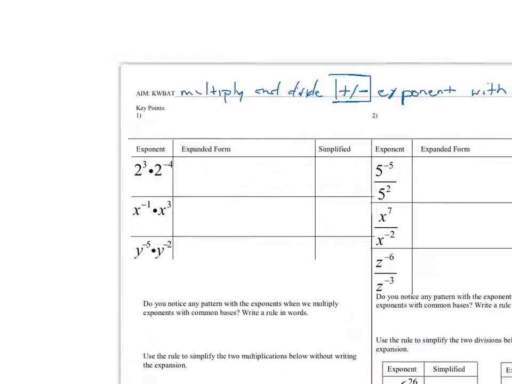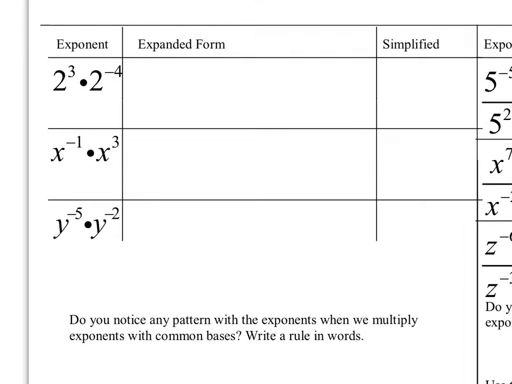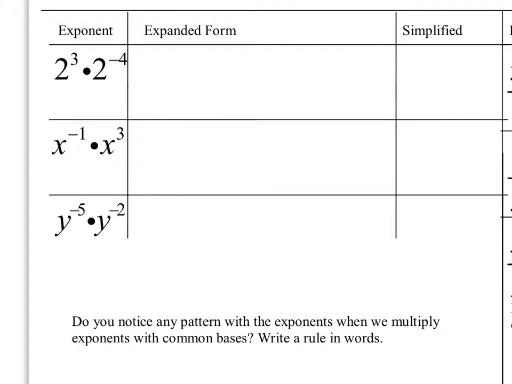So looking at this first problem, we see that this looks very much like a problem that we did yesterday, except that we have 2 to the negative 4. Now, when we want to do expansion, remember when we deal with negative exponents, that means we're dealing with the reciprocal. One of the ways that we talked about dealing with this was to take whatever that negative exponent was and flip it over the fraction bar.